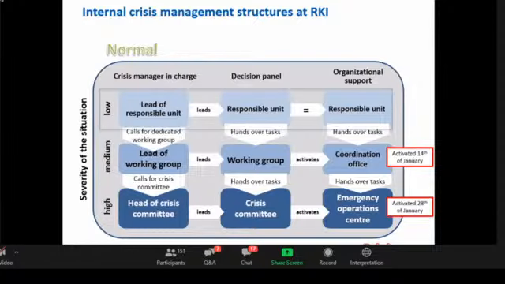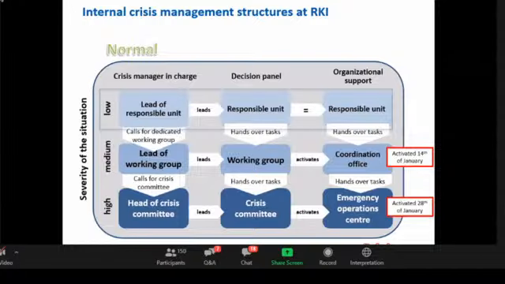So this is out of our emergency preparedness plan of the Robert Koch Institute. We have 3 levels depending on the severity of the situation. If the severity of the situation is low, for example, if it's just an outbreak in one city or one state, the crisis manager in charge is the head of the responsible unit. The decision panel is also the responsible unit, and the organizational support is also within the responsible unit. So everything is in one unit.